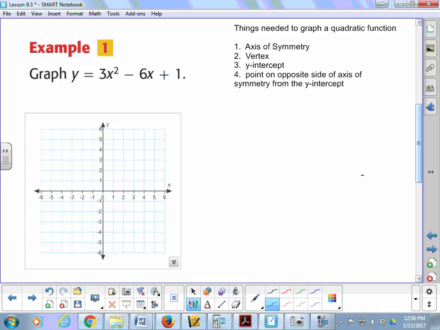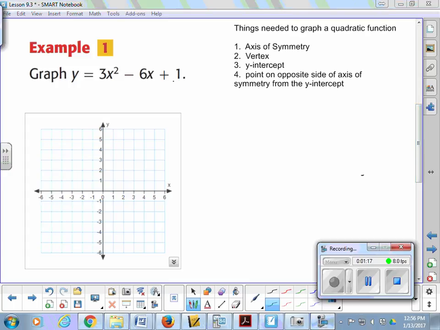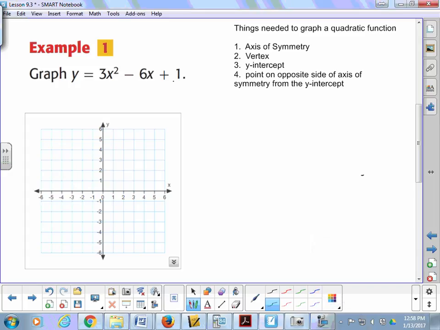Things you need to graph a quadratic function. And then we're going to graph this one without our calculator or Desmos. Okay, so first of all, we're going to find the axis of symmetry. So our first step, step one, we want to find out our value of x for the vertex, which is the axis of symmetry. So x equals negative b over 2a.